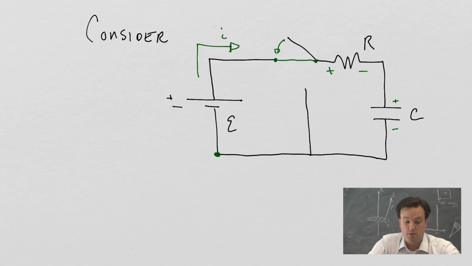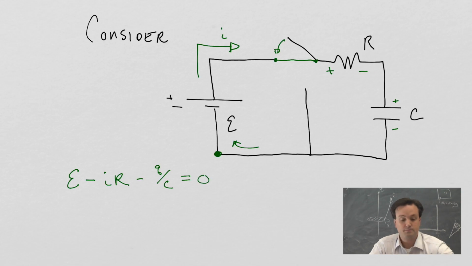So when I set up Kirchhoff's loop rule, I get, starting again at this point, going clockwise through the circuit, first I hit the battery, which gives me a positive EMF. Then I hit the resistor, which gives me a drop in potential equal to IR. Then I hit the capacitor, and I have an additional drop in potential that's equal to Q over C, the charge buildup on the capacitor at that time divided by its capacitance, and then I get back to where I started, which is 0.